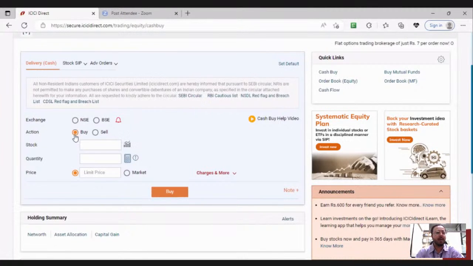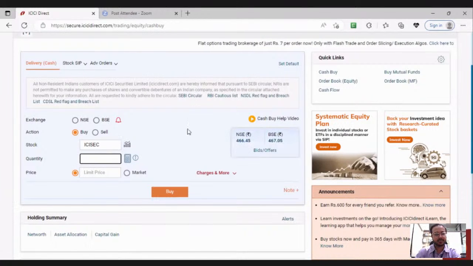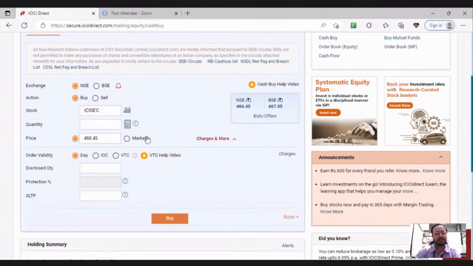So let's say I want to buy ICICI Securities stock, right? In that case, my bids will show up over here, and I can select my exchange. Now there are two types of orders that you can essentially place. One is a market order. The other is a limit order, right? Market order is simple. If the market is on right now and I select a market order, it will get executed at this rate that you see over here, that is 466.45.